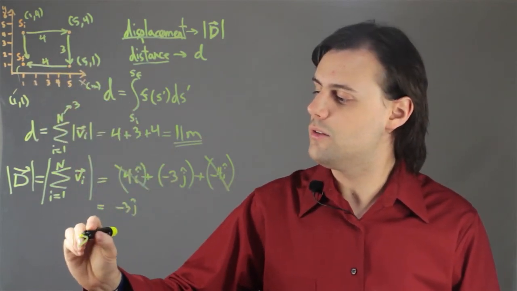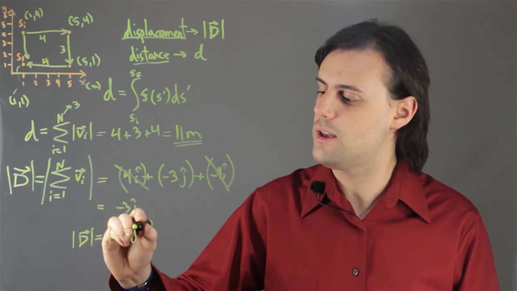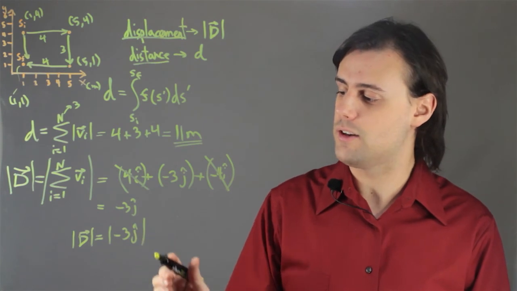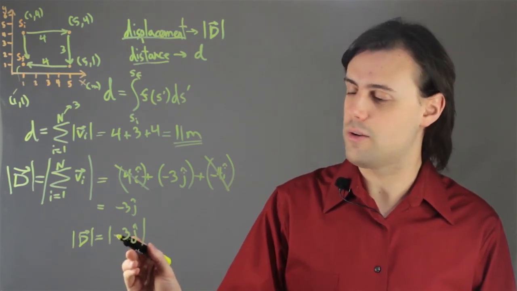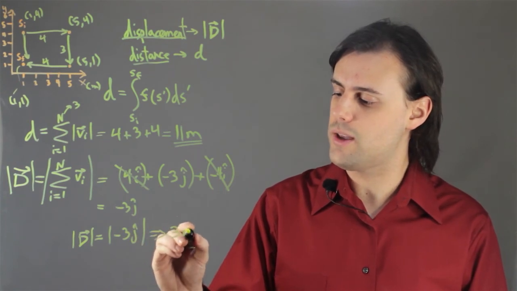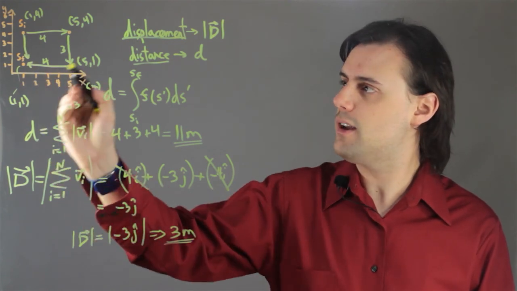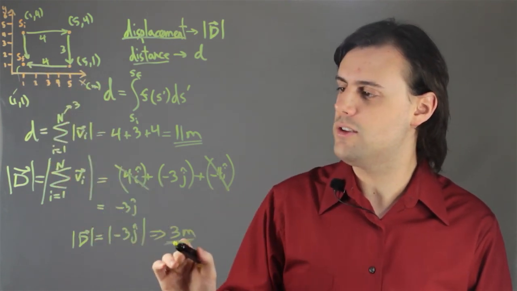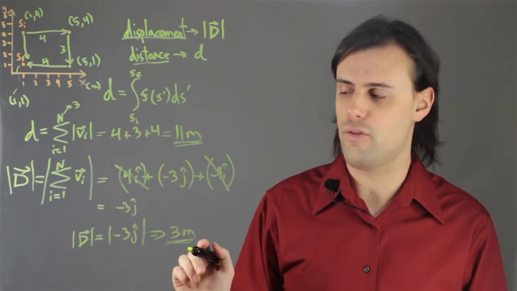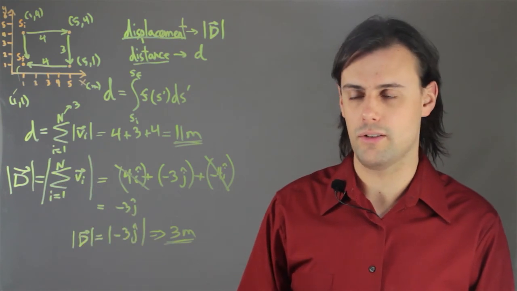And the magnitude of this displacement vector is just the magnitude of negative 3j hat. Since j hat is just a unit vector, its magnitude is 1. And of course, I don't care about the negative for the magnitude. So I finally end up with 3 meters for the magnitude of the displacement. So in this particular trajectory, I see that the displacement is less than the distance. And these are the two different formulae that one would use to differentiate between these two measures of distance.